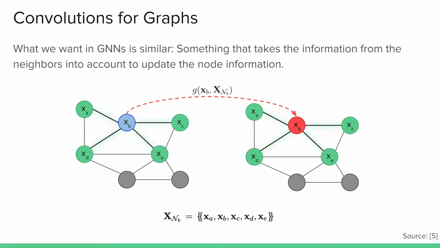We had this convolution idea for images, and for graphs we want something very similar. We want to take the information from the neighbors into account to update the node information. This is the same idea again, but in a more graphical way. We have our node x_p, and it is connected to 4 other nodes. We want to come up with a function g that can take the node x_p itself and the features of its neighborhood, and process them into another latent representation.